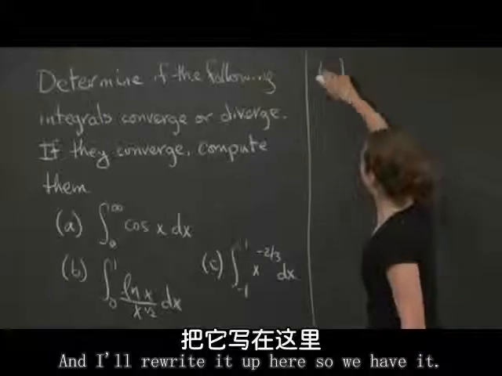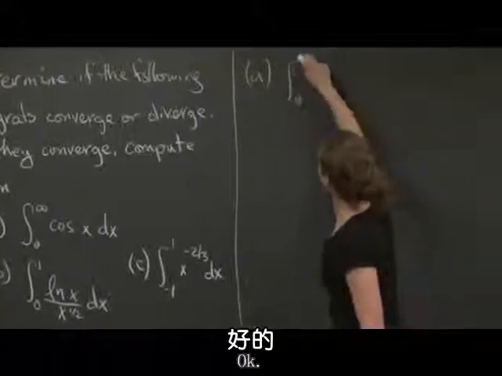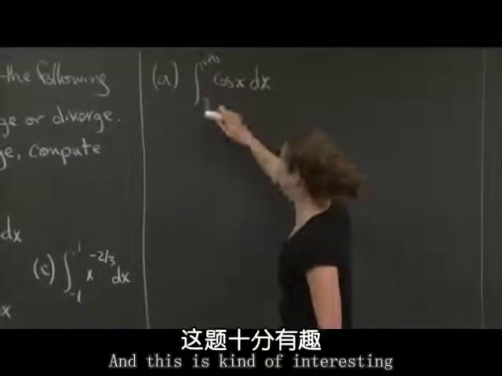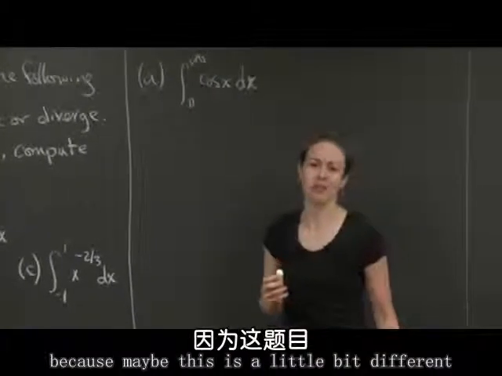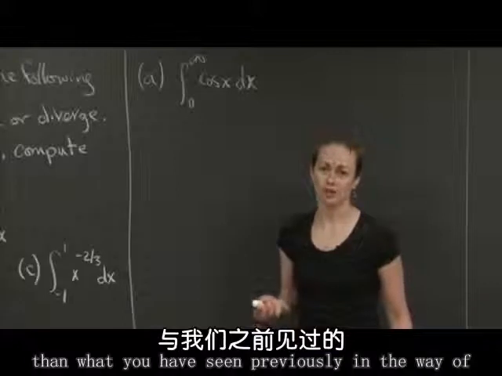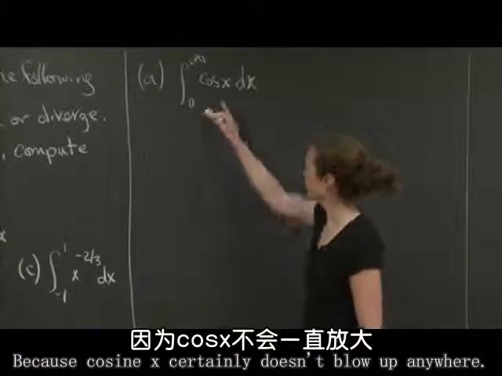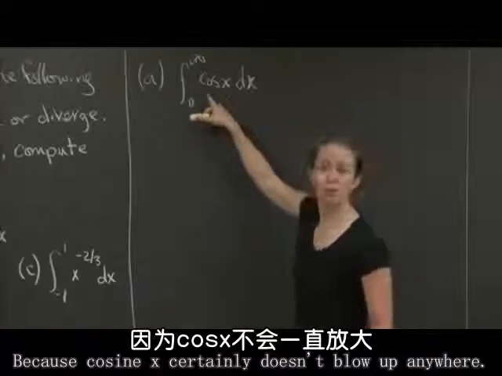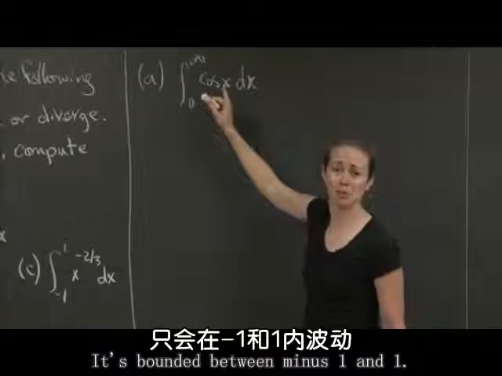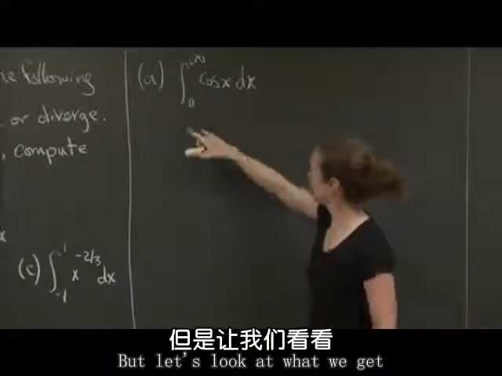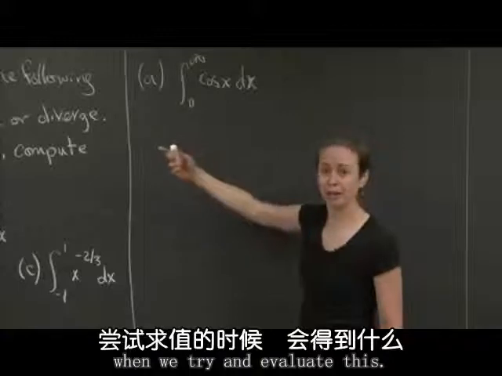And I'll rewrite it up here so we have it. Okay, and this is kind of interesting because maybe this is a little bit different than what you have seen previously in the way of saying this is potentially improper. Because cosine x certainly doesn't blow up anywhere, right? It's bounded between -1 and 1. So the function itself is not blowing up. But let's look at actually what we get when we try and evaluate this.